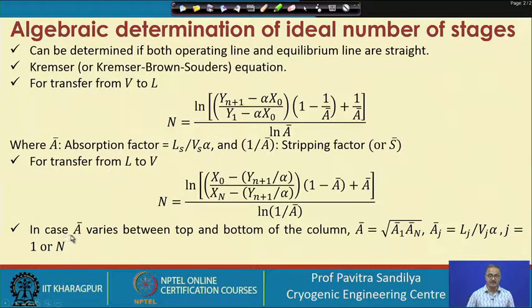Now, if the absorption factor varies drastically along the column from top to bottom, then we need to take some kind of average, and generally a geometric average is taken between the absorption factor at the top and at the bottom. Here 1 represents stage 1 and n represents stage n. So, if j is between 1 and n, Aj will be Lj by alpha Vj. In this case, alpha may be constant, or it may also vary from stage to stage.